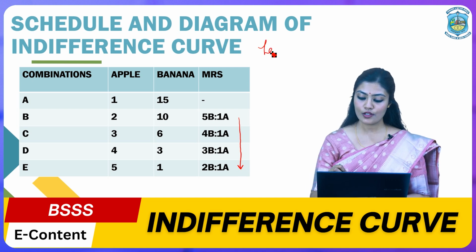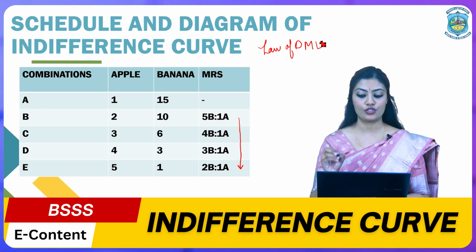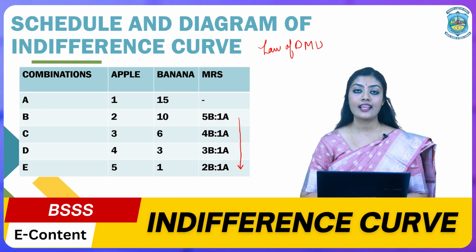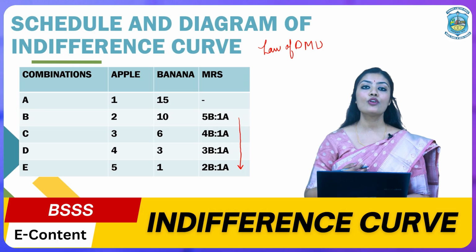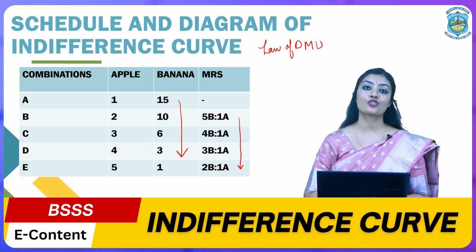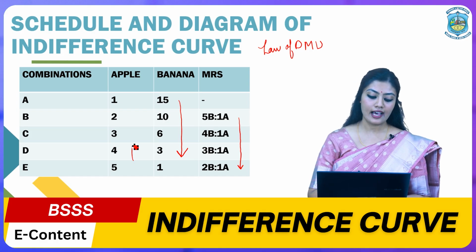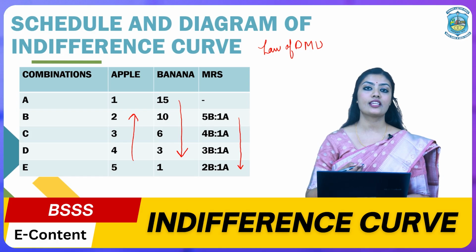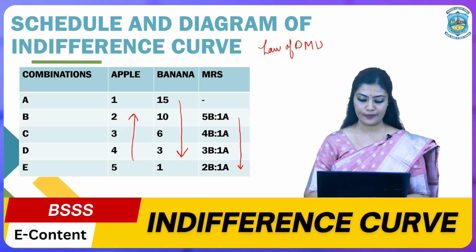This is because of the law of diminishing marginal utility, which states that as a consumer takes more and more units of a good, the satisfaction tends to decrease, and somehow he will try to get another commodity through which he can increase his utility.